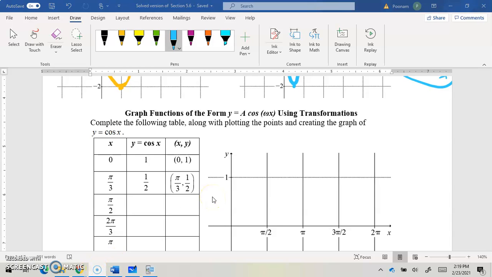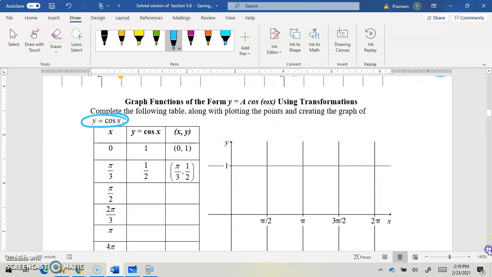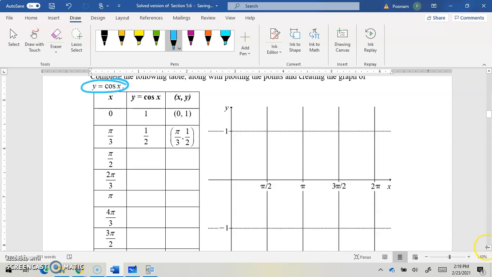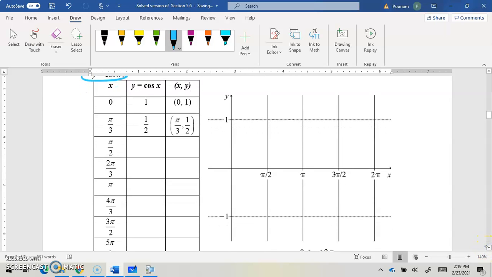Next we have, now let's learn how to plot the graph of the cos x function. Again, I use the same strategy. I write down a table of values with some x values and then find y values from the function. X is in radians again.